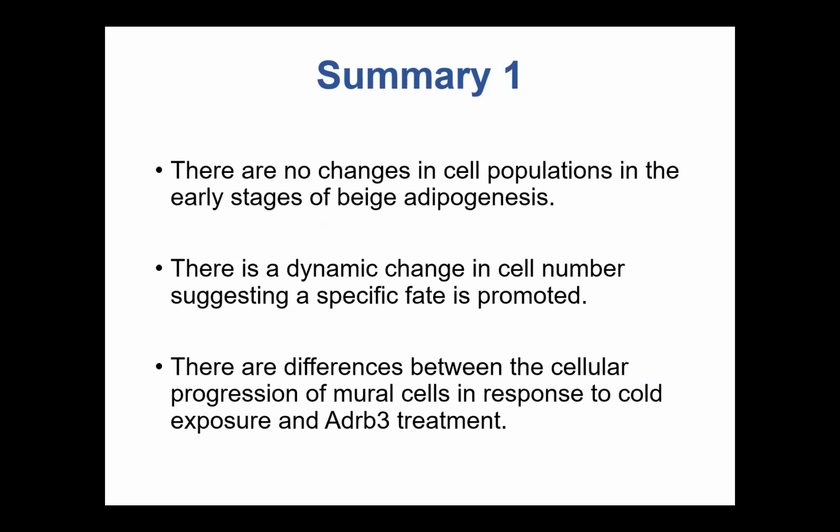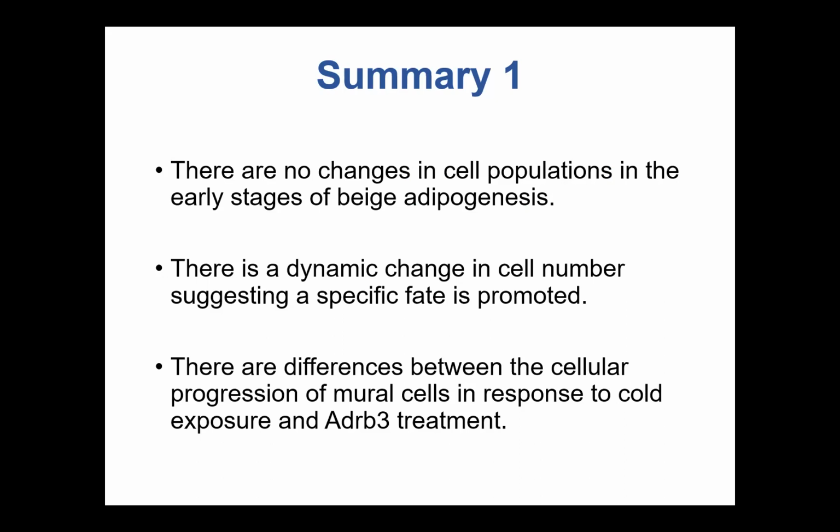So to summarize this first part, using bioinformatic approaches, we were able to identify that there were no changes in the cell population within the early stages of beige adipogenesis. We also found that there are dynamic changes within the cell numbers, suggesting that specific phases were promoted depending on the treatment that we are using. And finally, we found that there are no differences between the cellular progression of mural cells in response to cold exposure and beta-3 adrenergic stimulation.